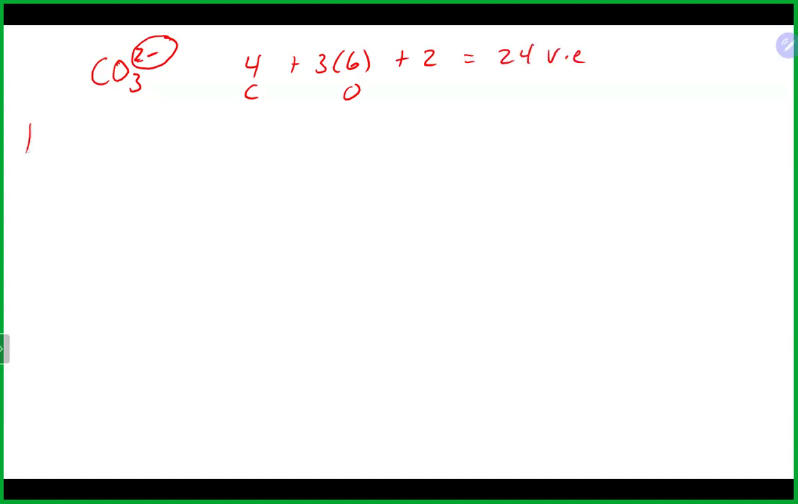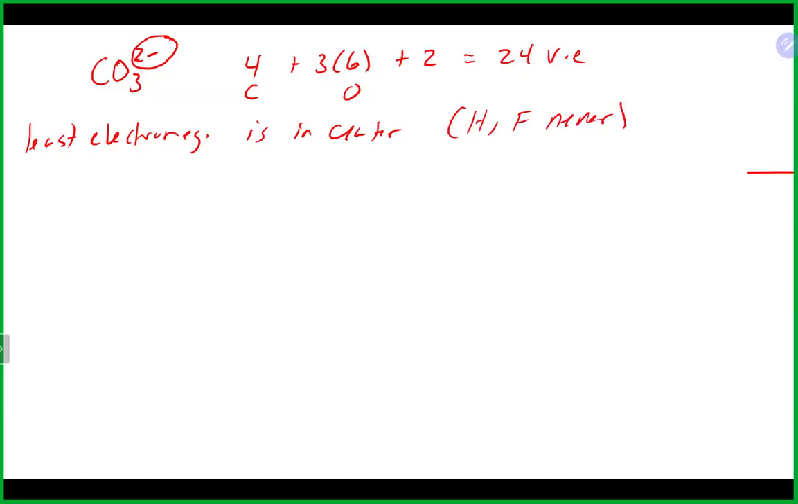Remember that the least electronegative is in the center, and hydrogen and fluorine are never in the center. So in this case, we would go C, O, O, and O. What you want to do is make a single bond to each of the outside ones. So 1, 2, and 3. Each of those lines represents 2 electrons, so that is 6 electrons total.